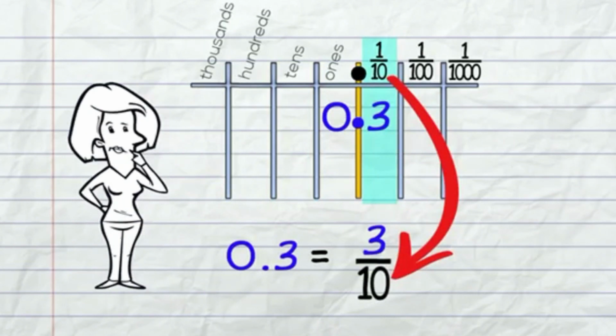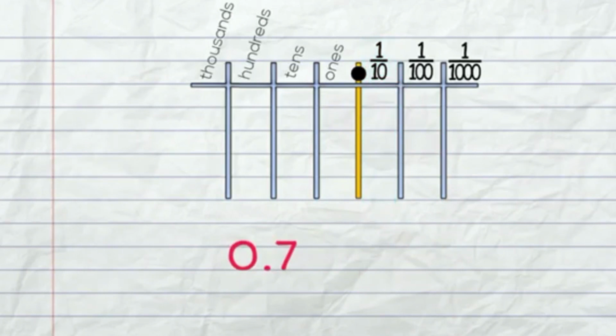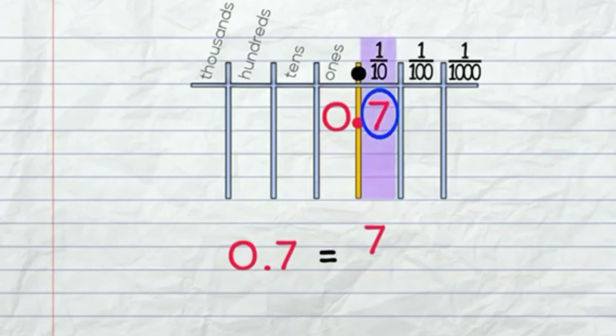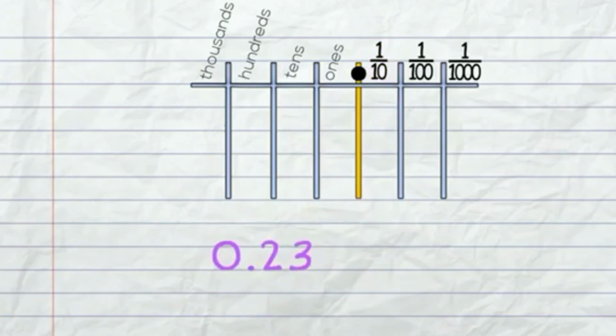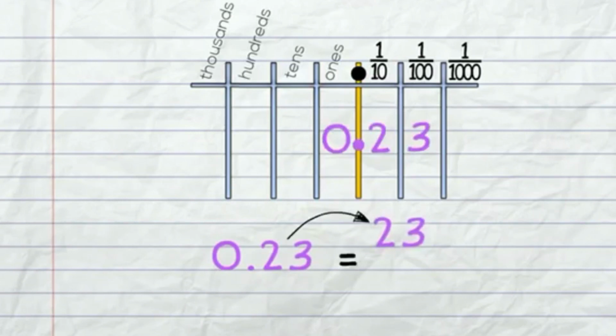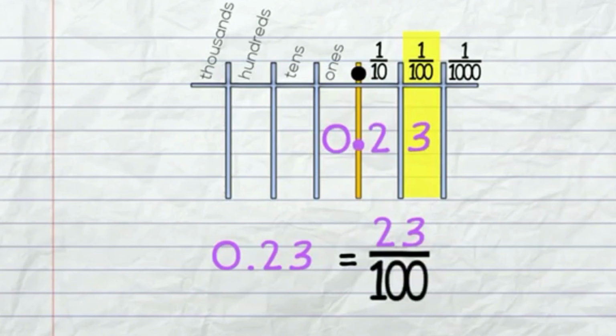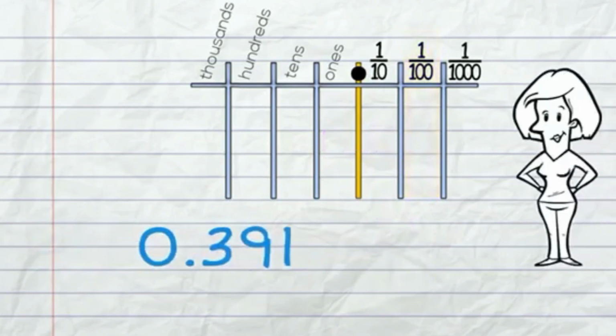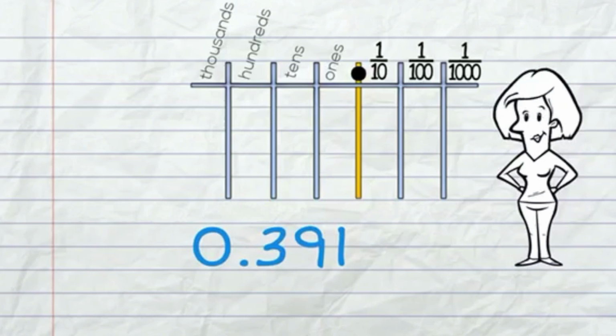Let's do some examples. OK, the numerator is 7. There's only one figure after the decimal point. It's in the tenths column. 0.7 is 7 tenths. 0.23. This is 23 over something. Now we get the denominator. First column is tenths. Second column is hundredths. We have 23 hundredths. Here we've got 3 figures after the decimal point.